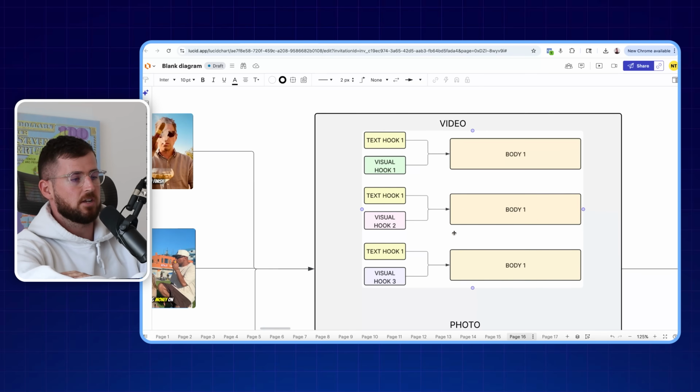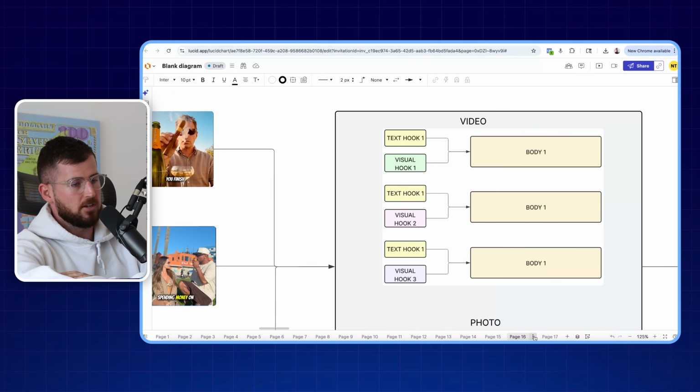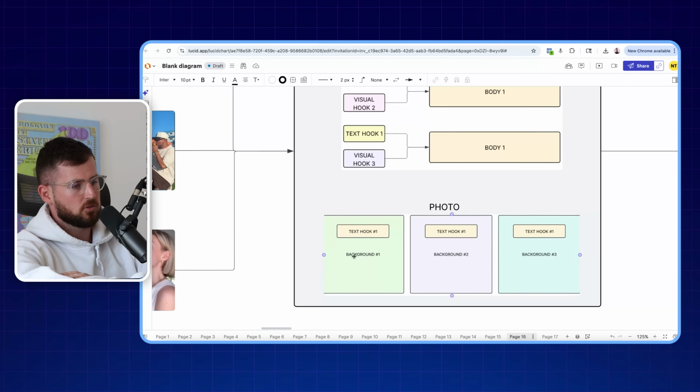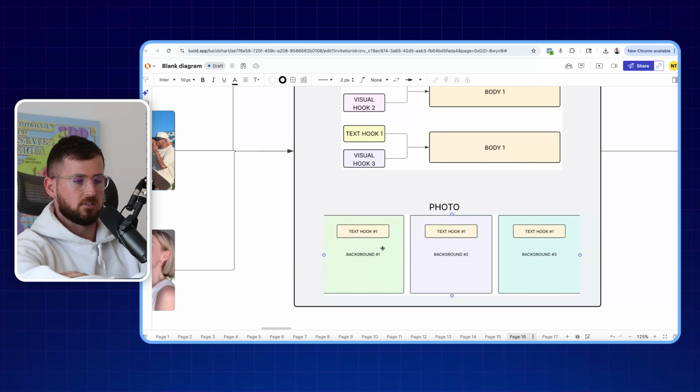But just in theory here, we're creating one video with one text hook, one body. All the bodies are the same, all the text hooks are the same, but each one has a different visual hook. And this will be 3 videos right here. Same thing for photos. We're doing the same text hook on all these photos, but just a different background. And again, I'll show you some examples of this in a little bit.